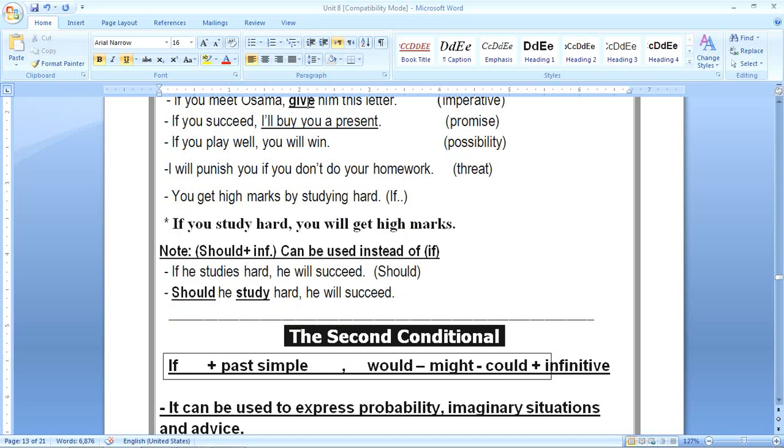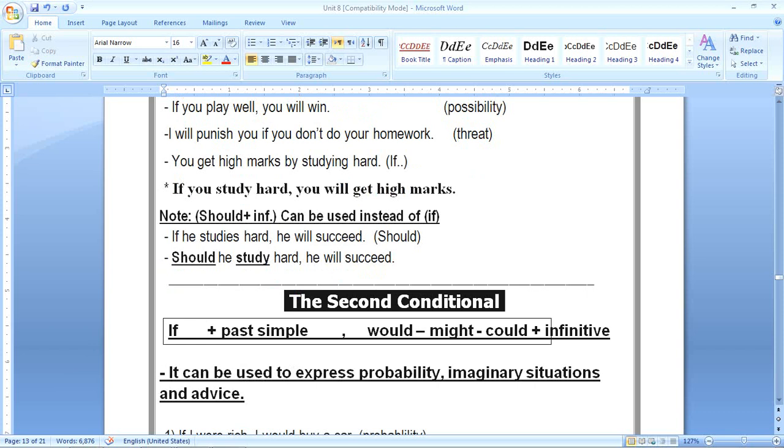Let's take another example. If you succeed, I'll buy you a present. This is a promise. Suppose that your father is promising you like this: if you succeed, I'll buy you a present. When you make a promise, use the first conditional. You can use the first conditional to express possibility, like this sentence: if you play well, you will win. You can say, if you read a lot, you will gain a lot of knowledge. You can say, if you study hard, you will succeed.